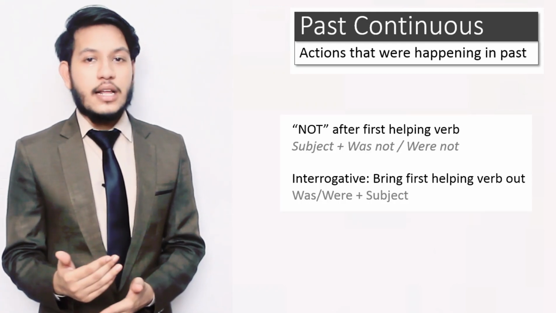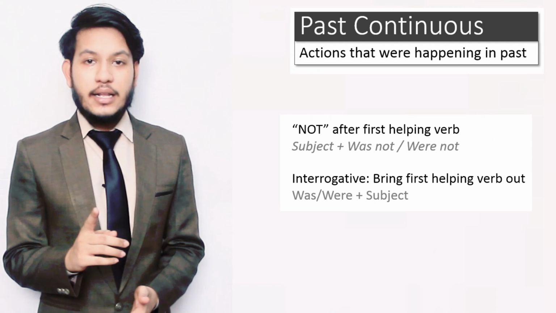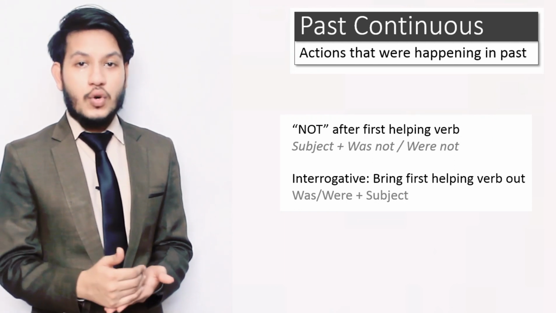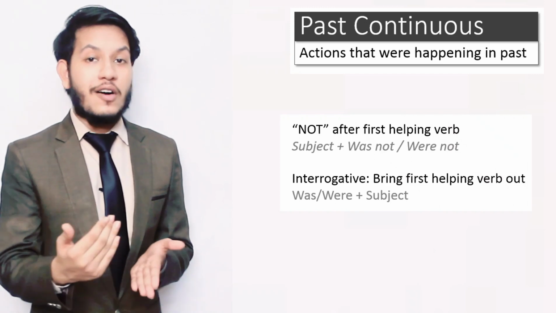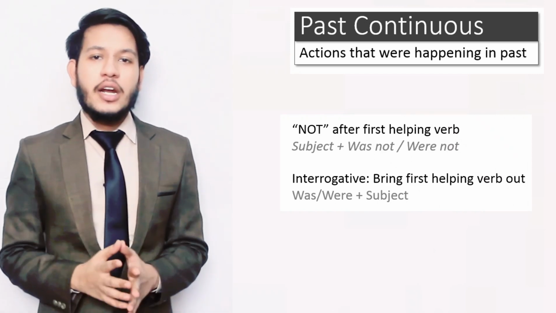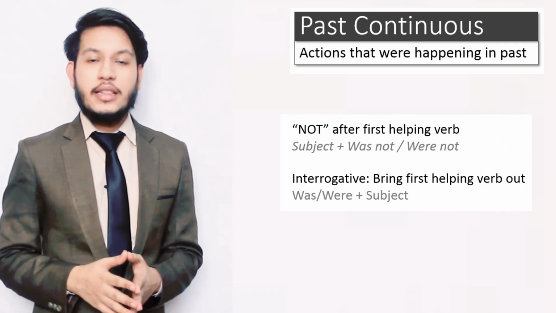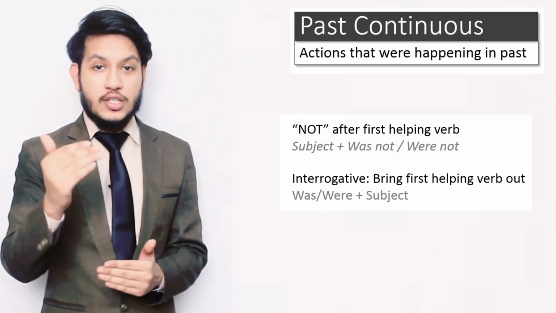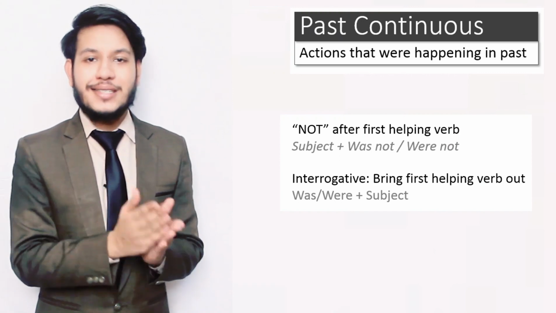For negative sentences you have to do only one thing, and that is you have to use not after your first helping verb, and they are was or were. You're going to use not after was and were. For interrogative sentences you have to do one thing, and that is you have to bring your first helping verb outside. यानी जो was और were है वो आपको आपके subject से पहले लिखने होंगे.